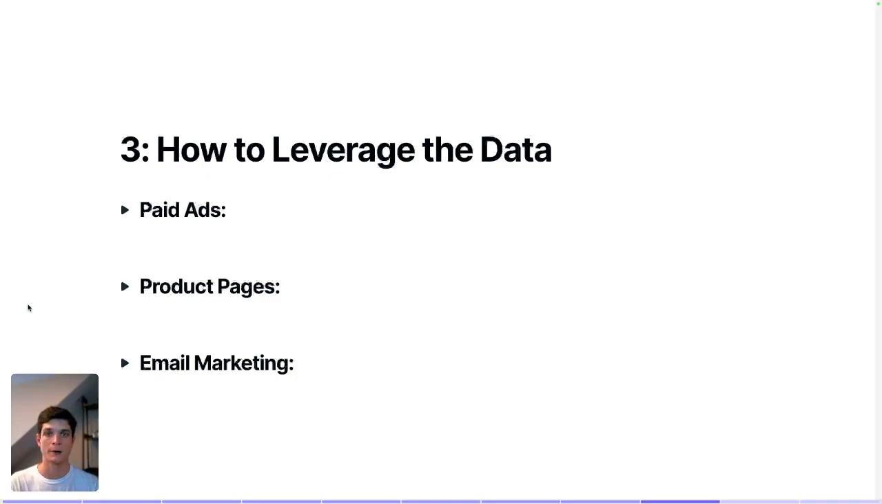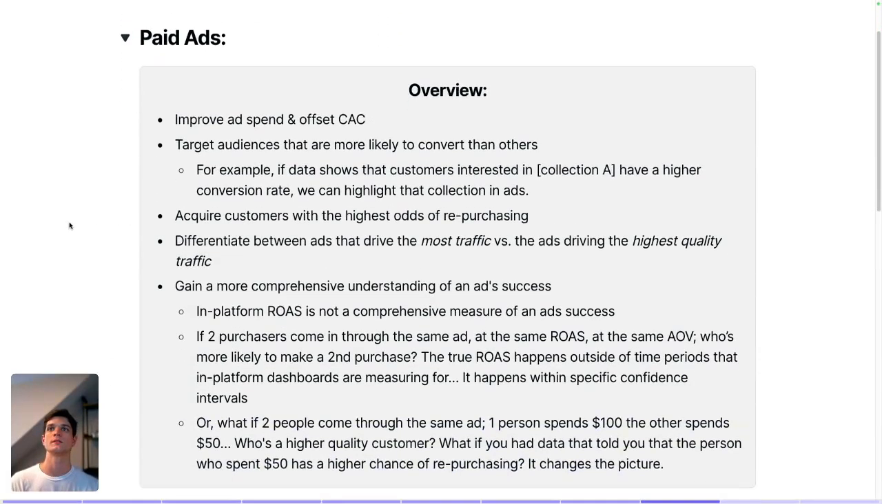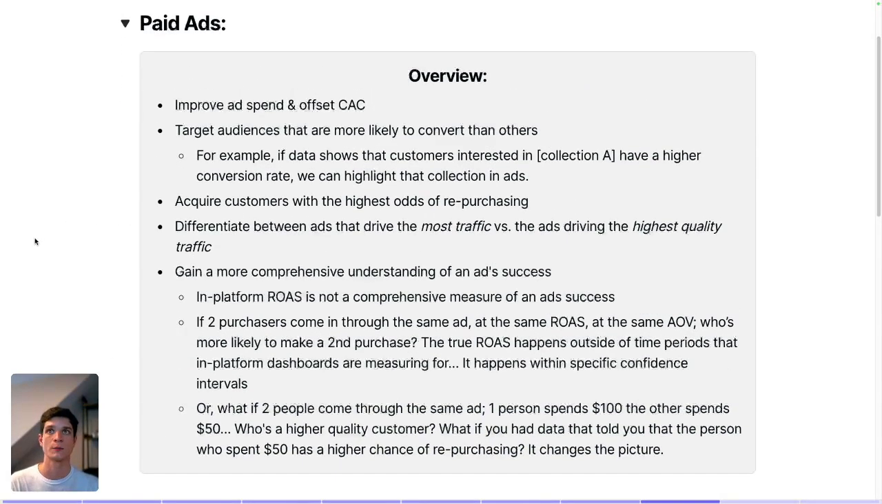And finally, number 3, how to actually leverage the data in order to improve marketing, specifically across ads, product pages, and email marketing. So for paid ads, the point is to improve ad spend and offset customer acquisition costs to target the audiences that are more likely to convert than others. So for example, if data shows that customers interested in a given collection have a higher conversion rate, then that's the collection that you'd want to highlight in ads.